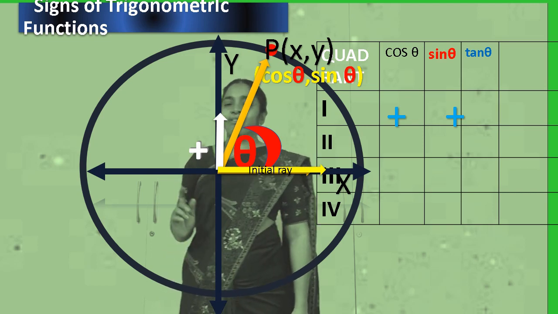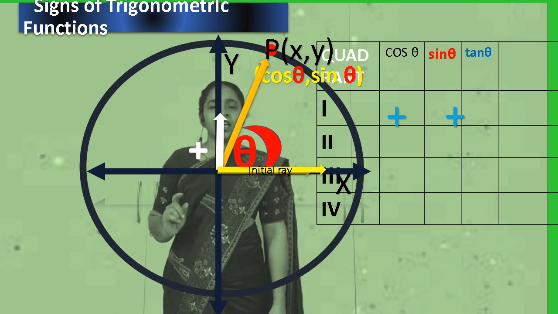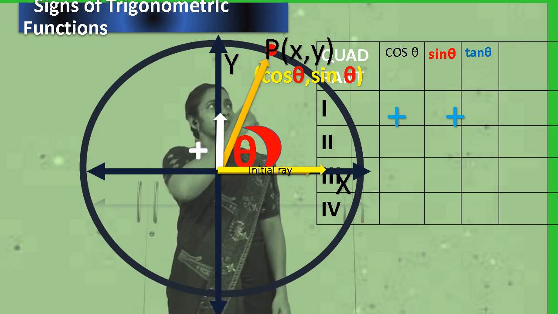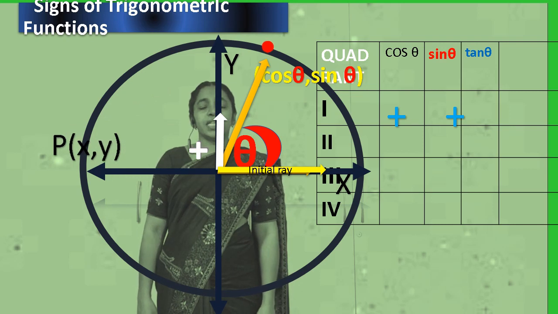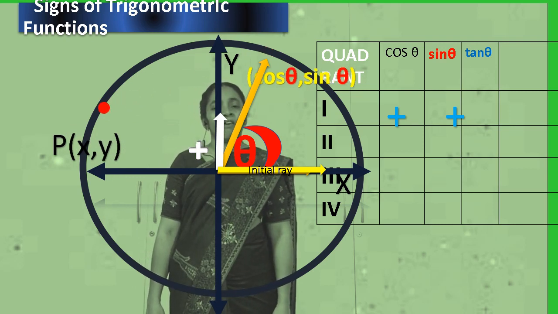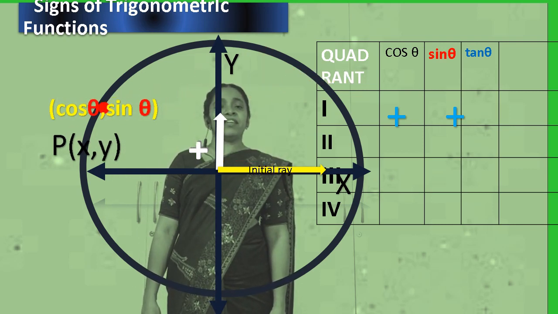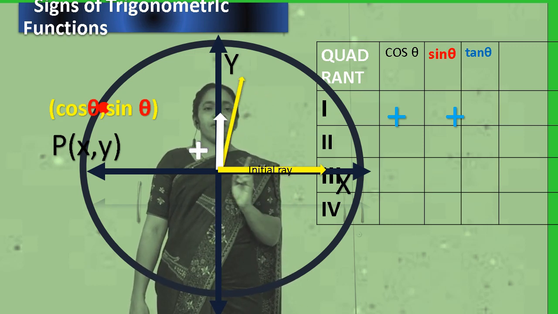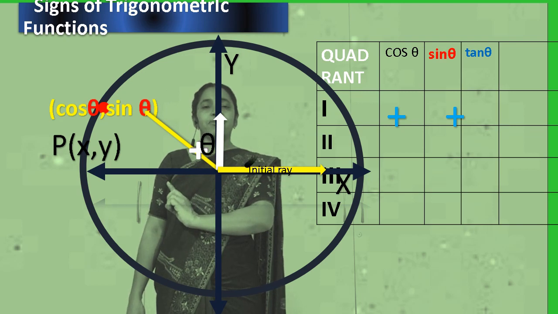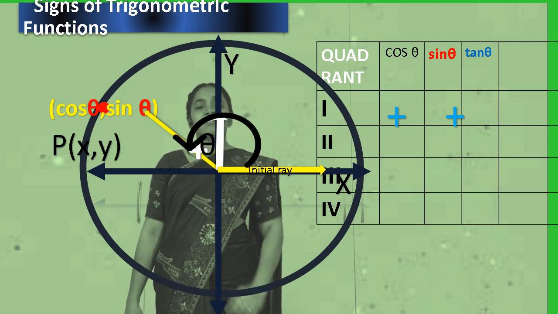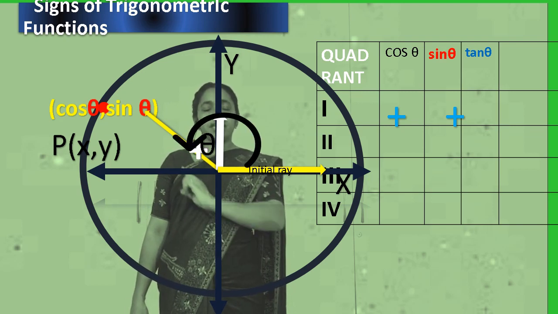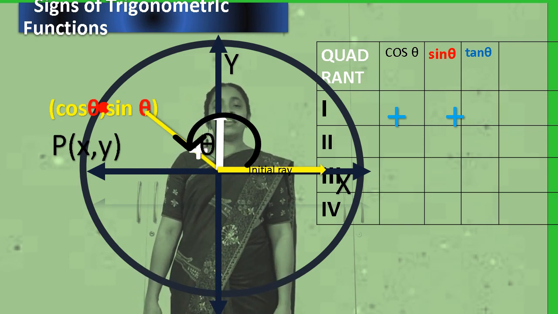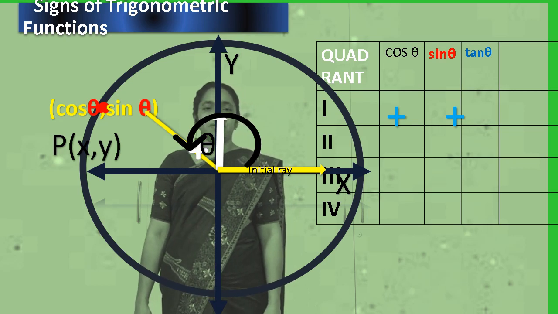Now come to the second quadrant. In the second quadrant, consider a point P x, y. This P x, y also can be written as cos theta, sin theta. Then what is theta? Just to see, this initial ray rotates to reach the terminal ray and angle theta is created. When the terminal ray comes in the second quadrant, we say that the angle theta is in the second quadrant.